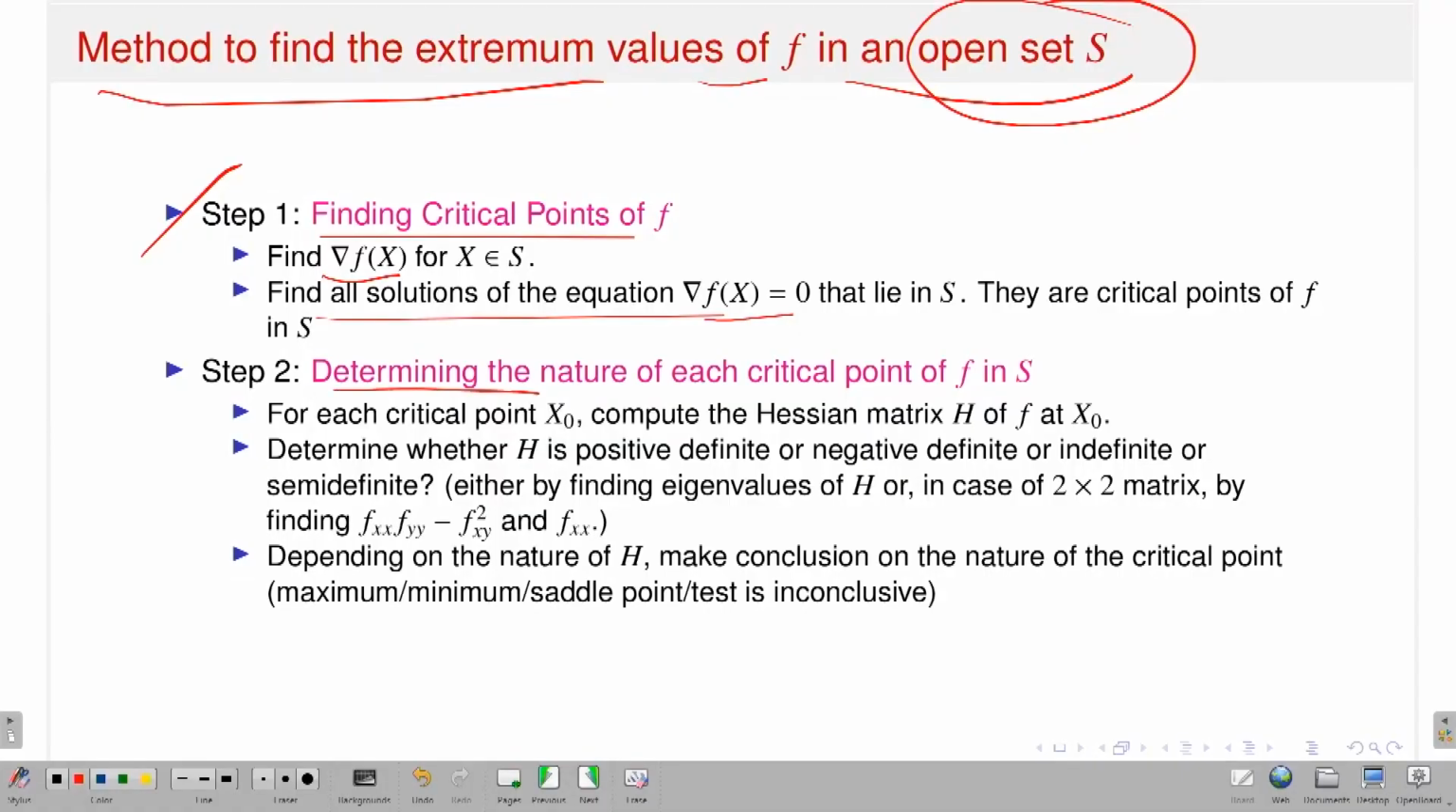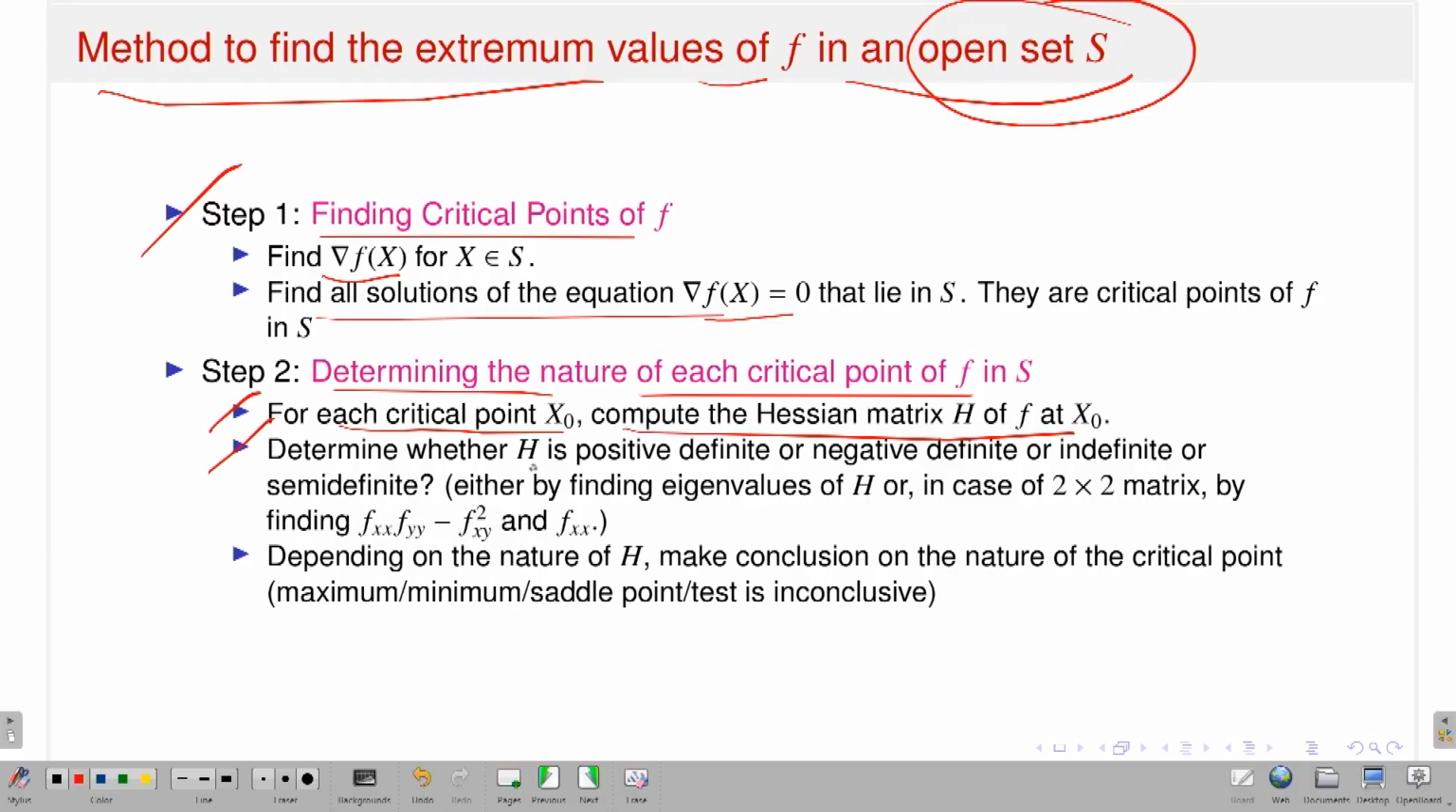Once I have the collection of critical points, step 2 is determining the nature of each critical point. Again, I am assuming that the second order partial derivatives exist and are continuous, so you have the Hessian matrix, which is symmetric, and then you just classify it. So, step 2 is that for each critical point x naught, compute the Hessian matrix. Whatever assumptions are needed, I am saying that they hold, so you will have the Hessian matrix.